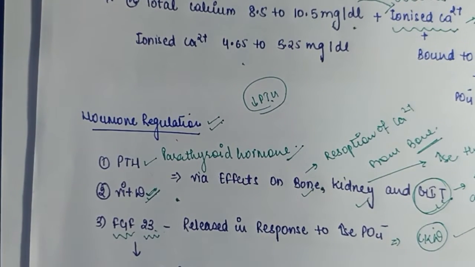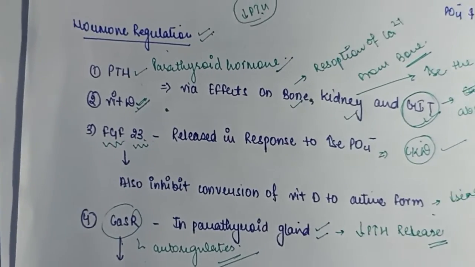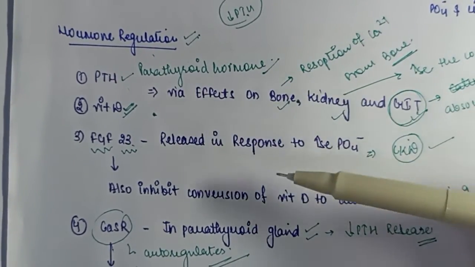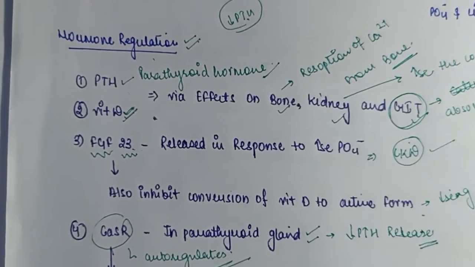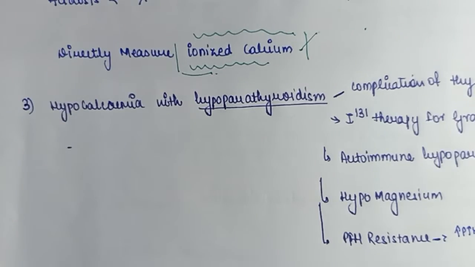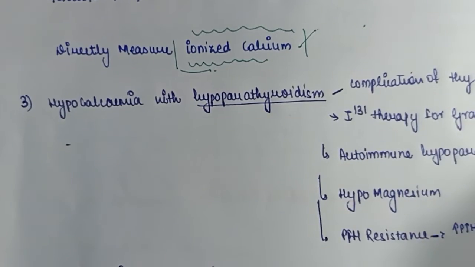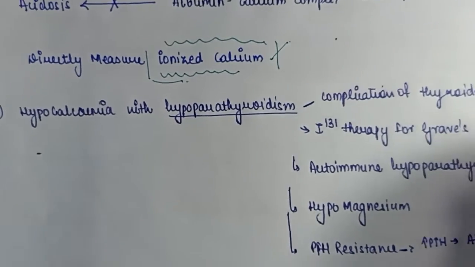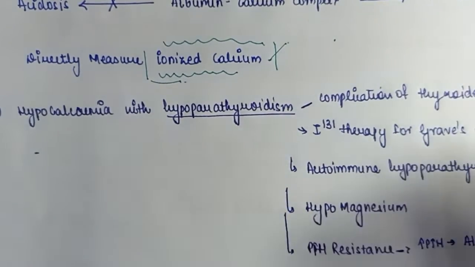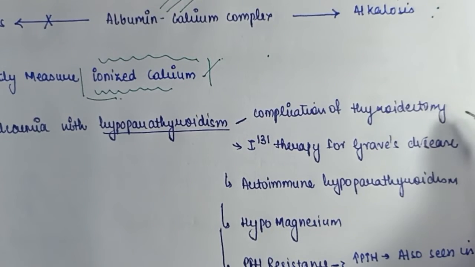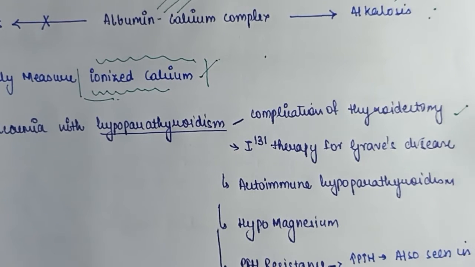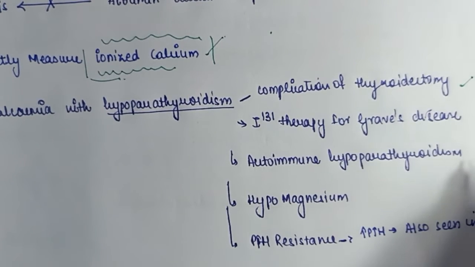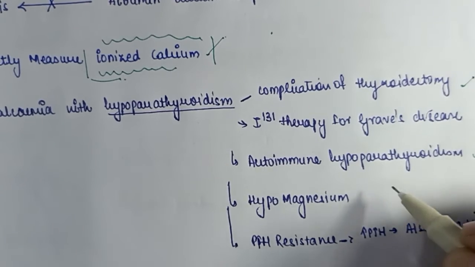There are multiple reasons for that, but the main reasons can be hypoparathyroidism and vitamin D deficiency. So hypocalcemia with hypoparathyroidism. So what are the causes of hypoparathyroidism here? It can be seen as a complication of thyroidectomy. It can be seen after the treatment of Graves' disease with iodine 131 therapy. There can be autoimmune hypoparathyroidism.